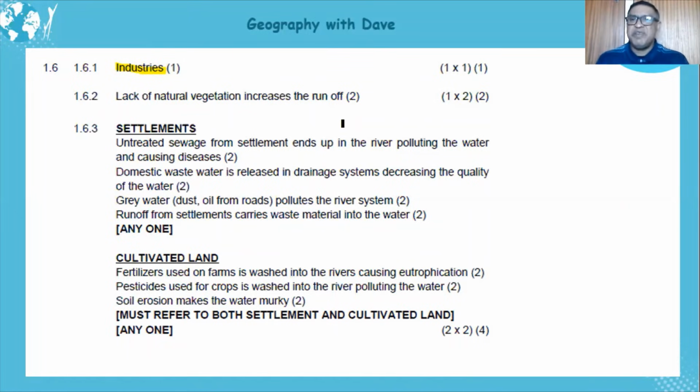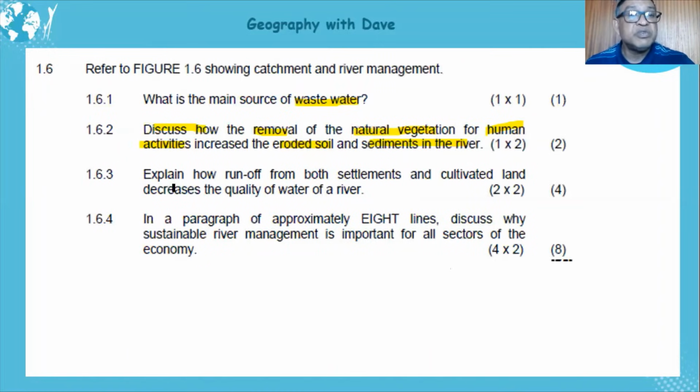And you did the factors affecting runoff and infiltration. All we're doing now is putting it into a specific scenario regarding our resource that we have here. So the lack of natural vegetation will increase runoff, and obviously if runoff is increased, there will be more erosion, and the sediments and whatever will get deposited in the river. All right, let's look at the next one.